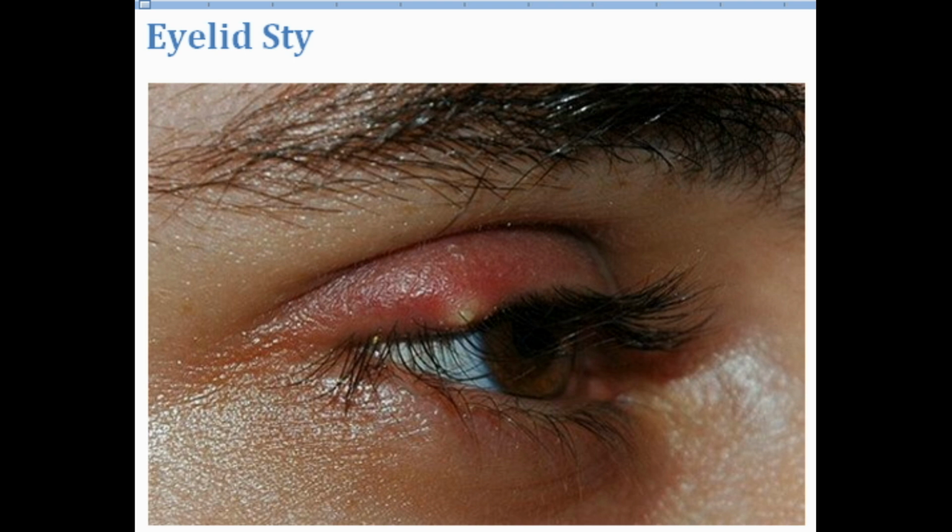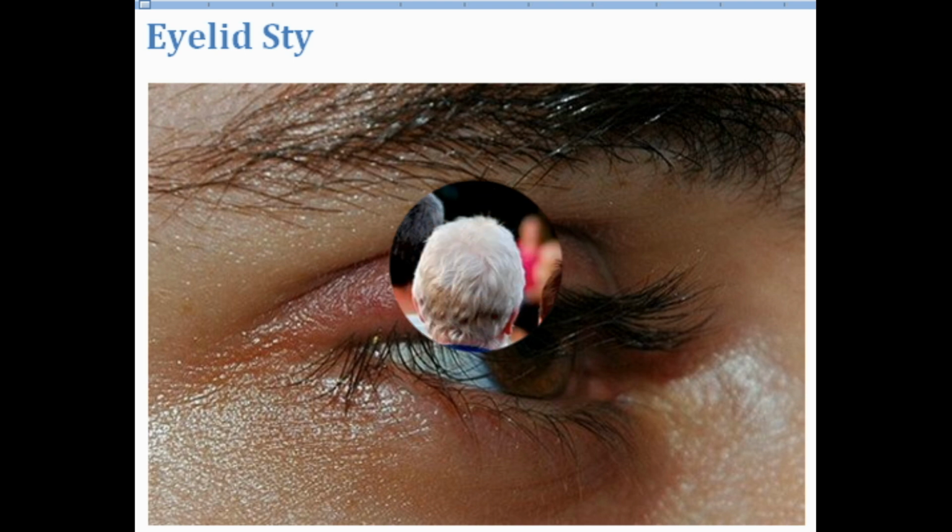Eyelid sty. A sty, also spelled stye, is a tender, painful red bump located at the base of an eyelash or under or inside the eyelid. A sty results from a localized inflammation of the glands or a hair follicle of the eyelid. A sty is sometimes confused with a chalazion, a lump on the inner portion of the upper or lower eyelid, but a chalazion is usually painless and caused by obstruction and inflammation of an oil gland, not an infection.